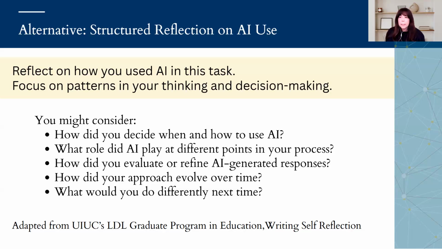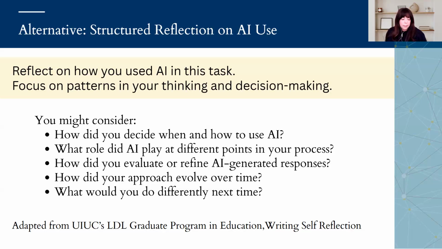As you can see on the screen, students are asked to write about things like how did you decide when and how to use AI? So to try and document that thought process or the rationale for AI use. To try and pinpoint what role AI plays at different points in your research and writing process, and how did you evaluate or refine AI generated responses?